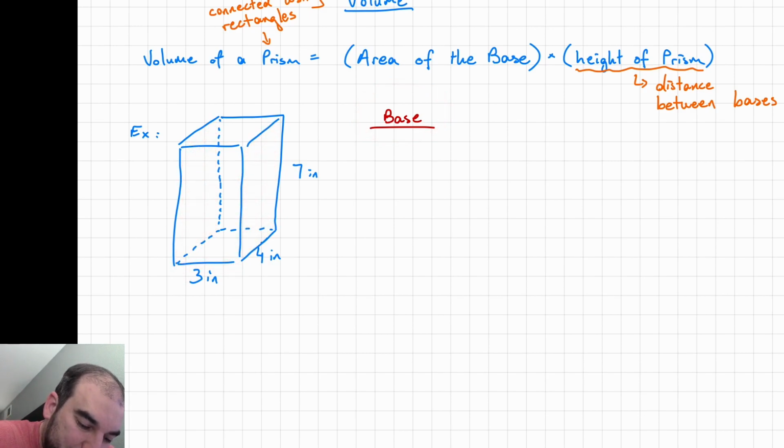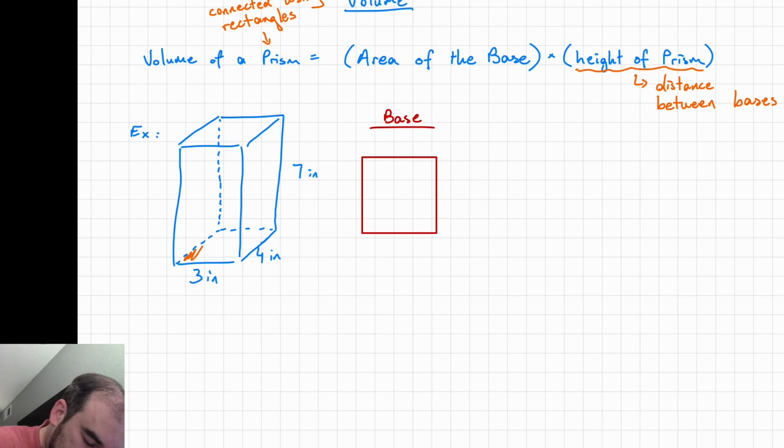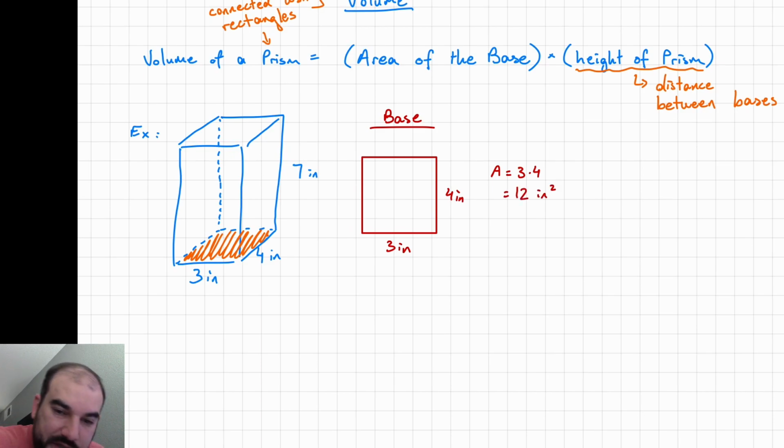I'm actually going to draw the base that I'm choosing here. I'm going to choose the 3 by 4 rectangle to be my base, the bottom one here. And I'll write the dimensions here, 4 inches by 3 inches. And my area for this will be 3 times 4, which is equal to 12 square inches.